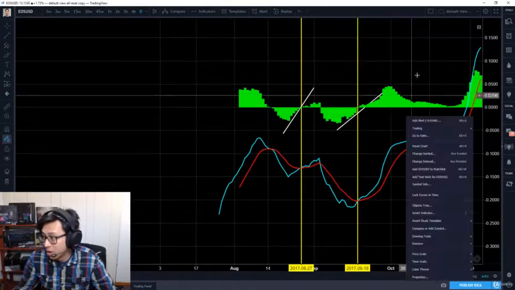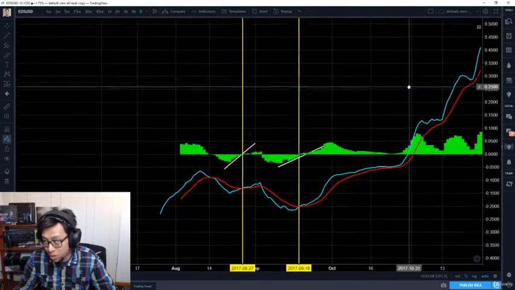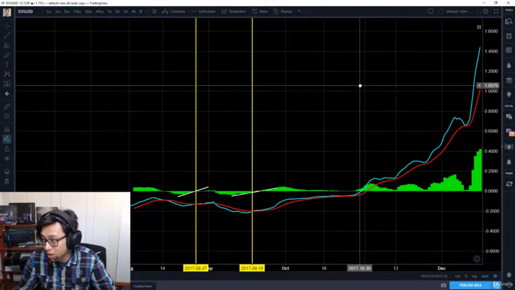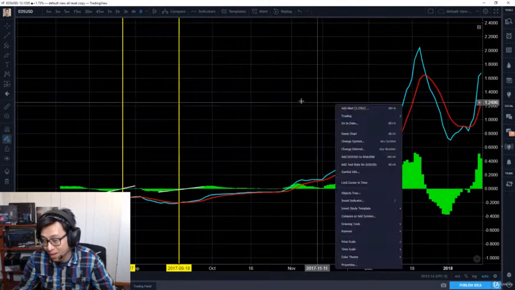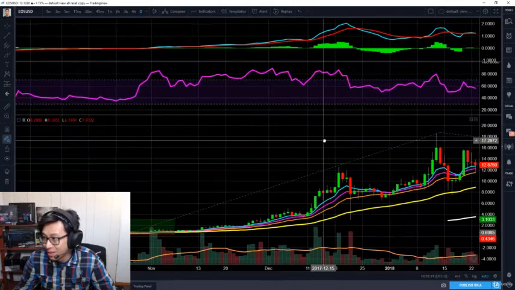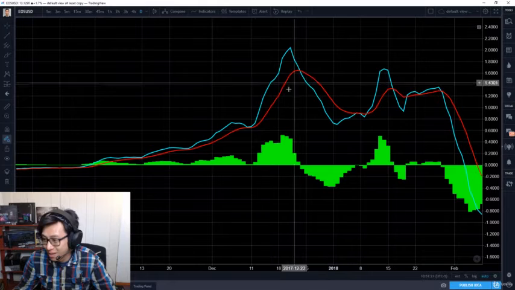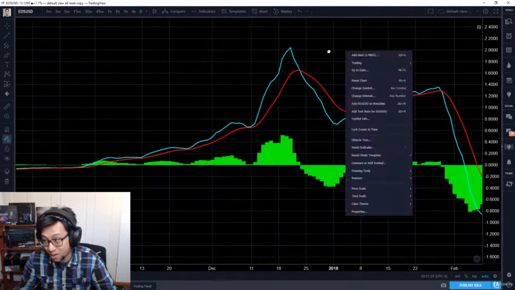On the histogram. Where's the next crossover? Almost, not quite. Not quite, guys. So what you'd want to do now is sell it at the crossover right here. I'm not sure if I said this one, not quite, but this one is definitely the one that you want to sell it at, right?